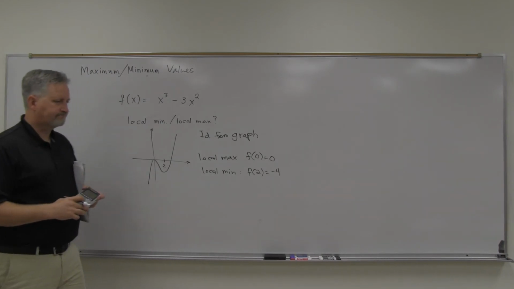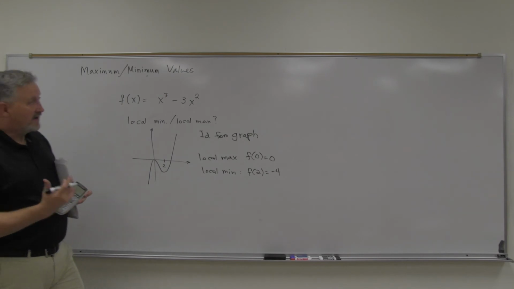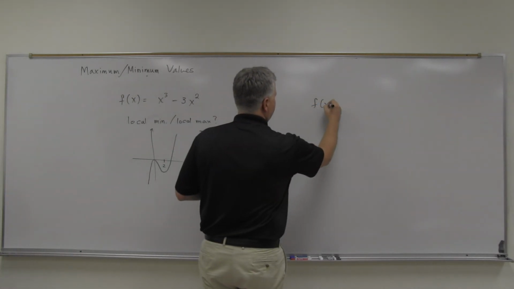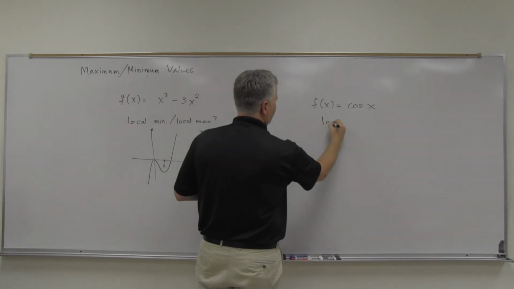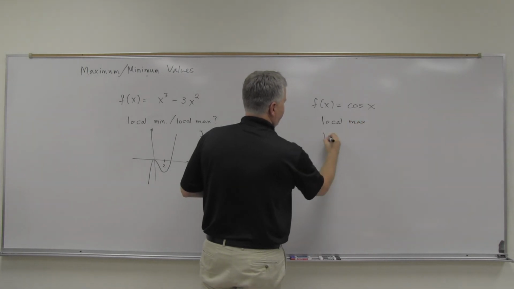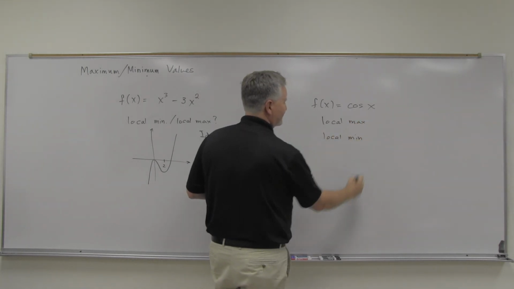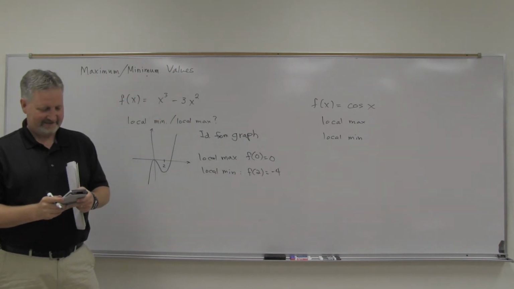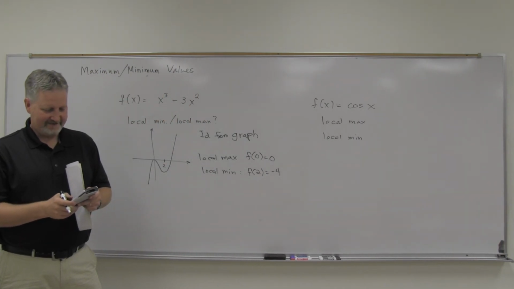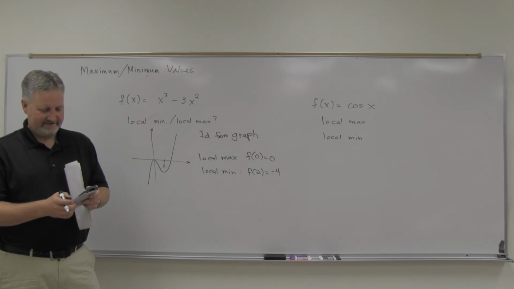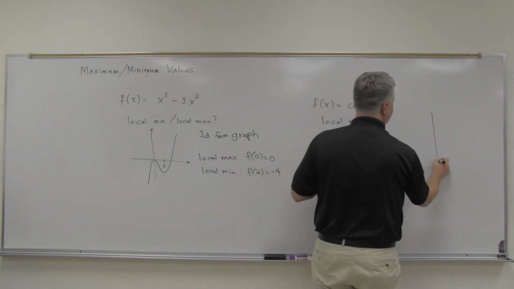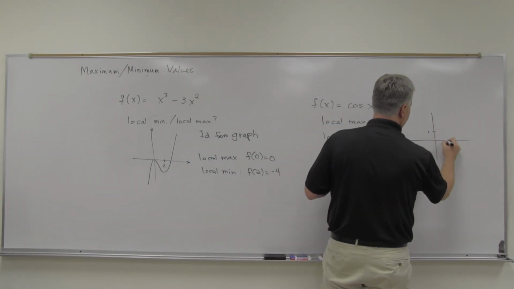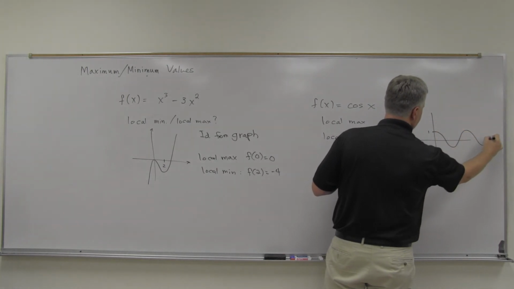Different piece. Now, if you've got, what would you say on this one? F of x equals cosine of x. Based on the graph there, where do the local maxes and mins occur? Cosine, very cyclical. Starts up here at 1, and then you cycle around like that.